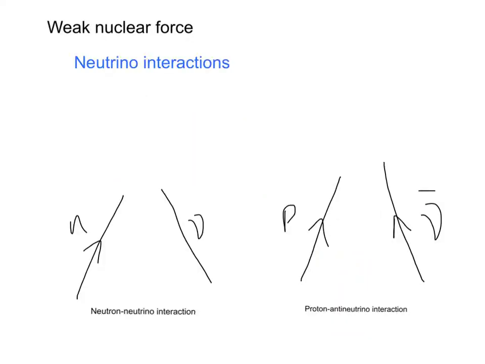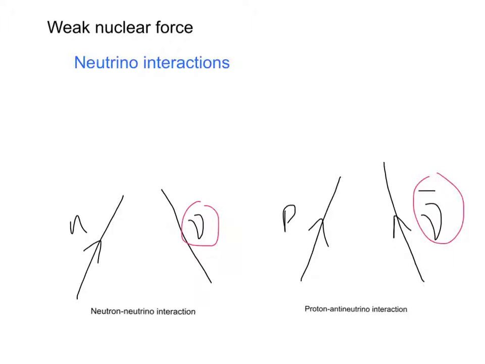The interactions that I'm about to show you for the weak nuclear force are quite rare. Neutrinos, which are these here, that's a neutrino and an antineutrino, hardly interact with anything. And these two interactions, the neutron-neutrino interaction and the proton-antineutrino interaction, as I said, are quite rare. So what goes on here?